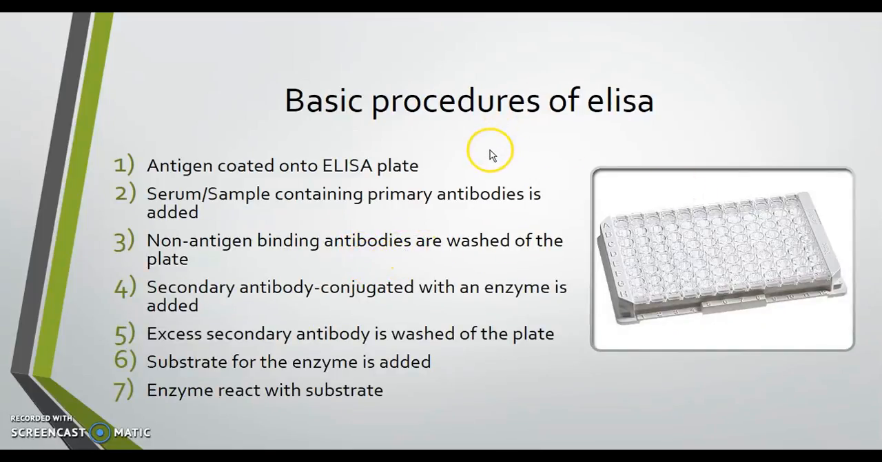The basic procedures of ELISA. This is the ELISA plate. It contains 96 wells, and each of the wells is bound by antigens. And when the sample is added, there is a formation of antigen and antibody complex. The wash buffer is used to wash off the antibodies that are not bound to the antigens.